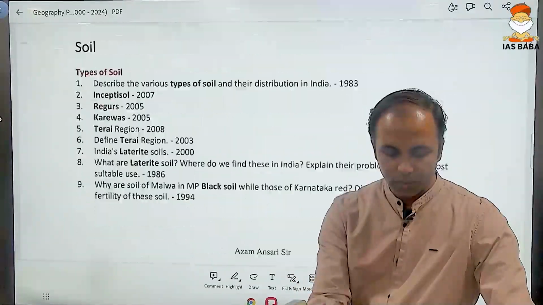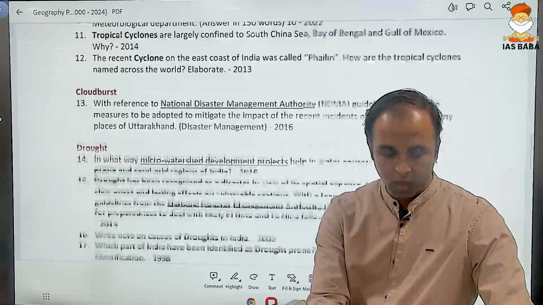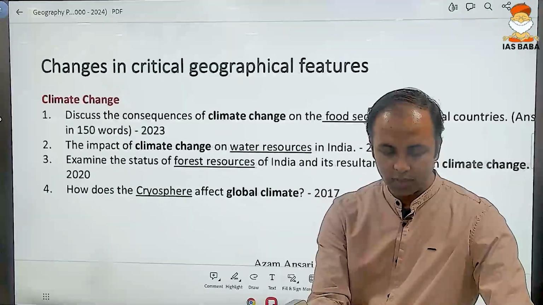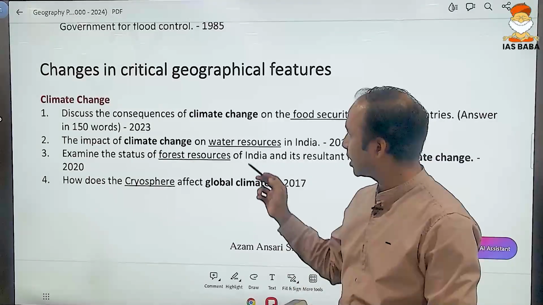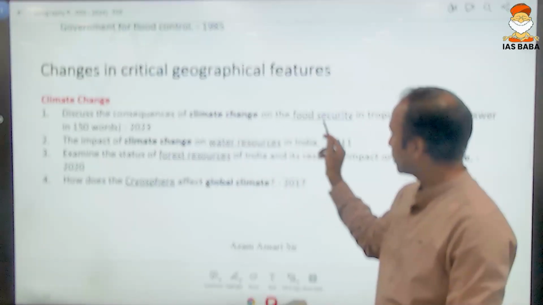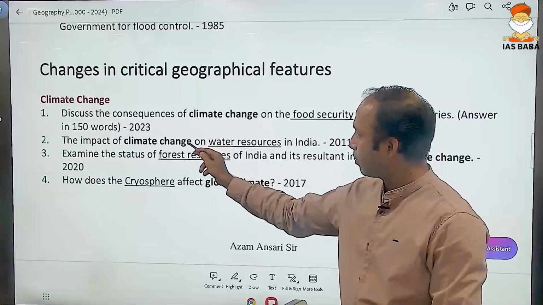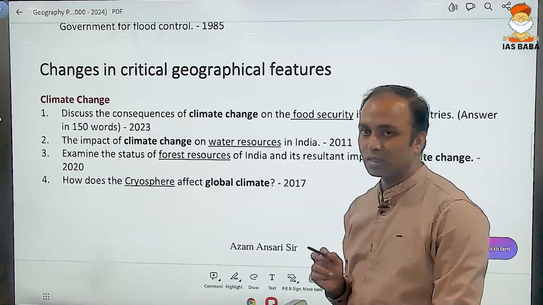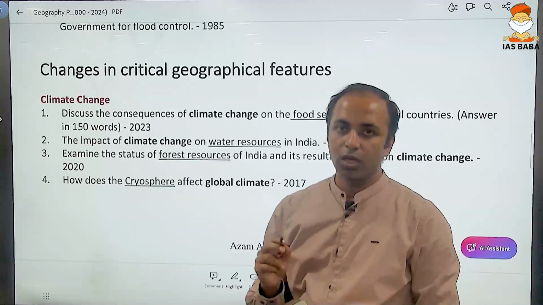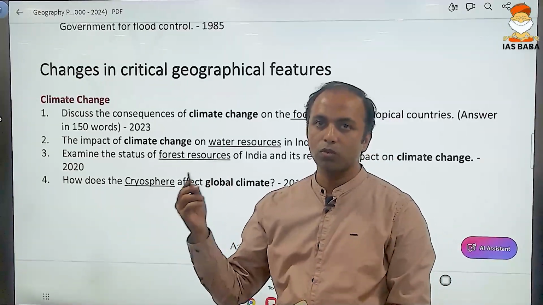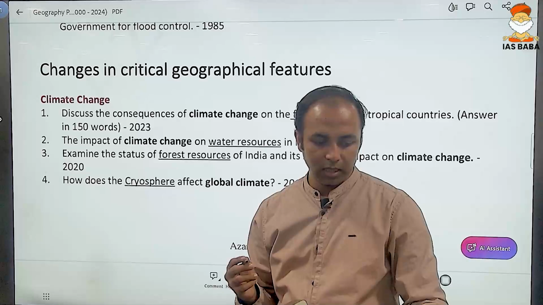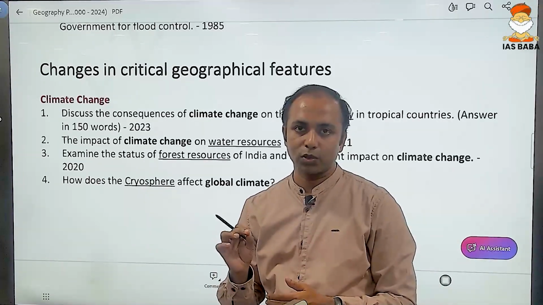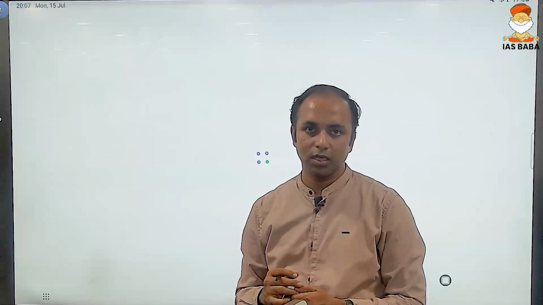Here, with respect to climate change and the monsoon, we are trying to understand that climate change from various dimensions has been asked previously. That is, the consequences of climate change on food security, impact of climate change on the water resources, the forest resources, and its resulting impact on the climate. So we are trying to relate monsoon and climate change, and accordingly we are going to study this topic. I hope you have understood the crux of the topic.